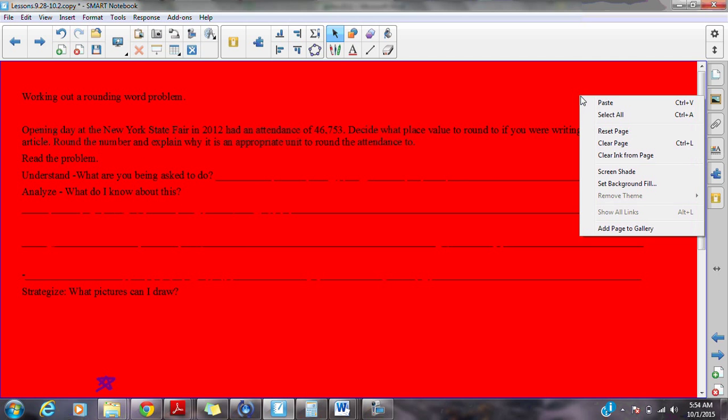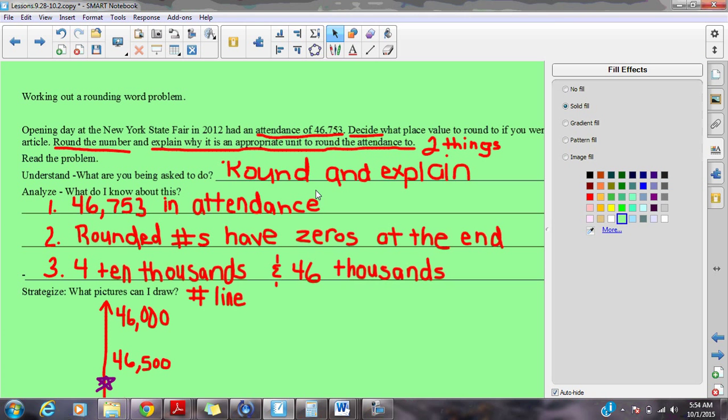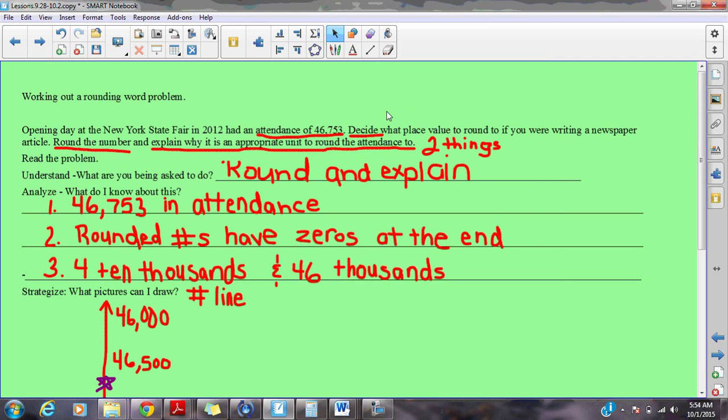So I'm going to change this. So I've already underlined what I was asked to do. Round the number, explain why it's appropriate to round. Those are two things. So I put round and explain. That's what I want to make sure that I'm focusing on when I go to solve the problem.